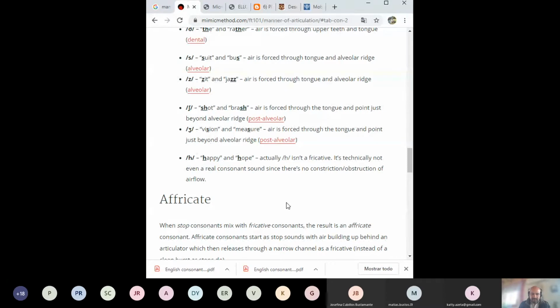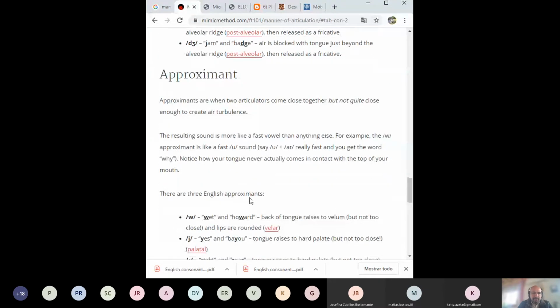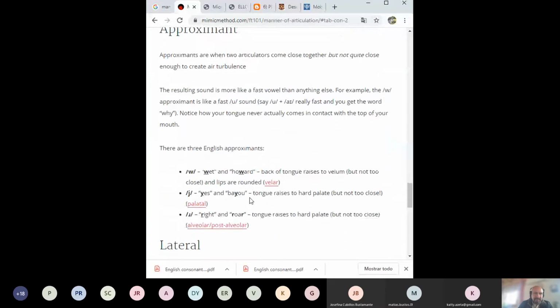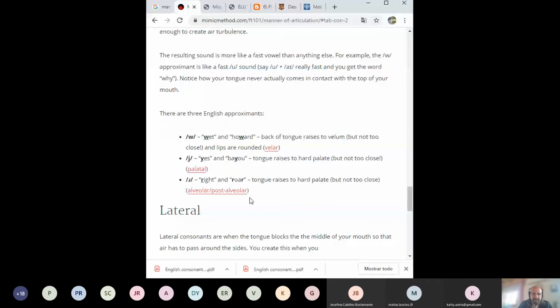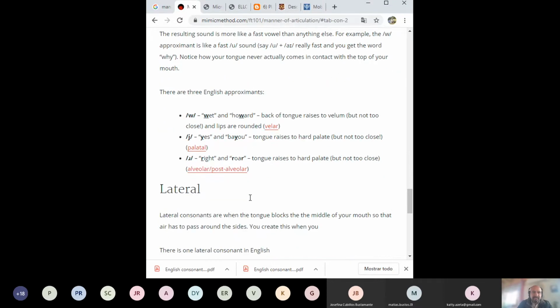I think we talked about affricate sounds, right? Last session, the session before that one, ch and j. We talked about approximants last session. I think we talked about liquids, l, and we talked about glides or semi-vowel sounds, and we put both groups, the liquids and the glides, into one big group, which was called approximants, right? I think that was what we did last session.